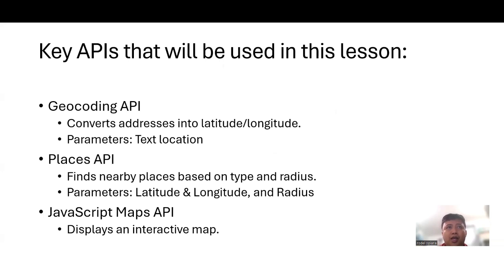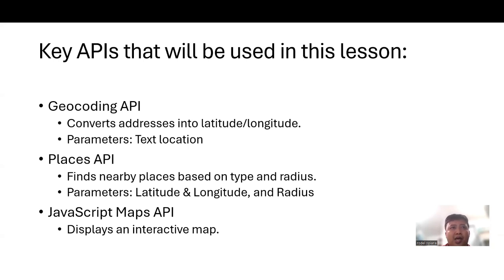We have the Geocoding API. Basically, it converts string text or addresses into latitude and longitude. The parameter is the text location, for example, New York City, and it is going to convert that into coordinates.